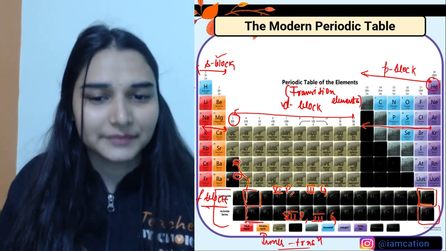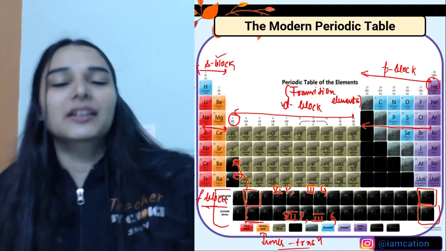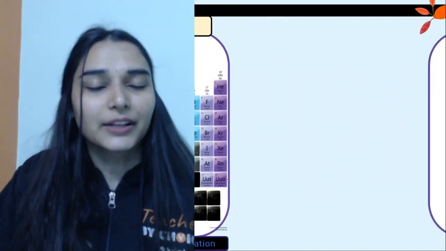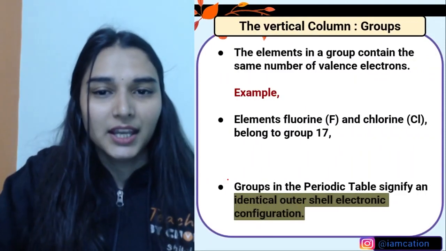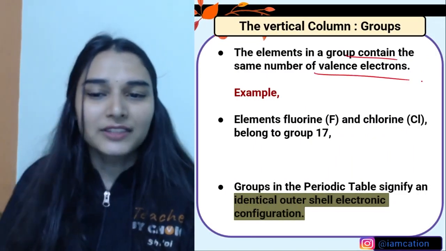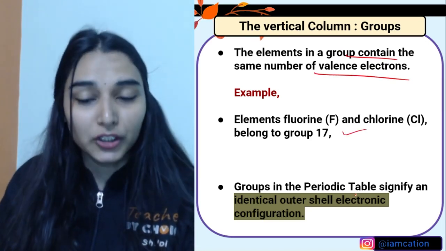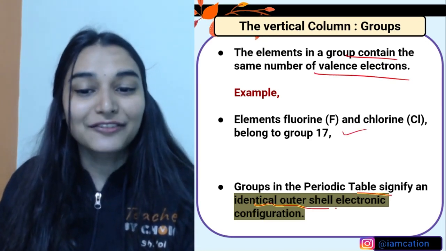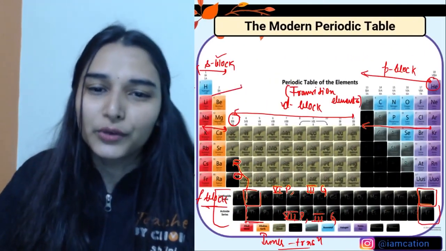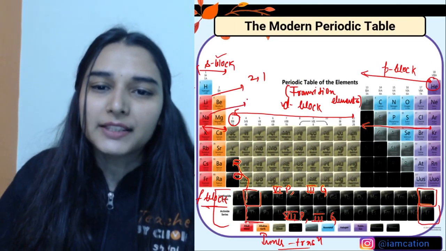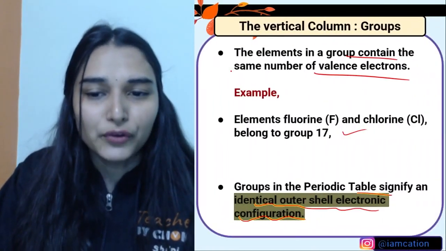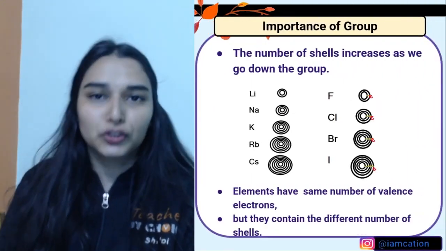kept over here, है ना? So मतलब they are coming वैसे वहाँ पर, so their properties are like inner transition, so they are known as inner transition elements. Okay. The elements in a group contain same number of valence electrons. We have discussed this point. The groups in the periodic table signify the identical outer electronic configuration. Ma'am has told you lithium ka configuration 2-1, sodium 2-8-1. So the outer electronic configuration is similar for all the elements in a respective group.